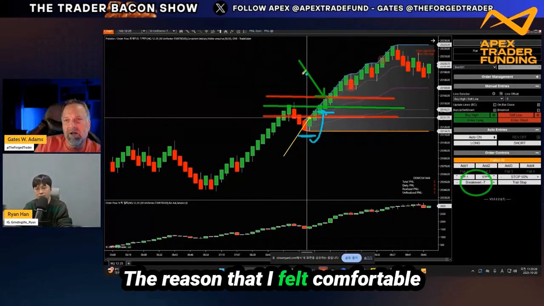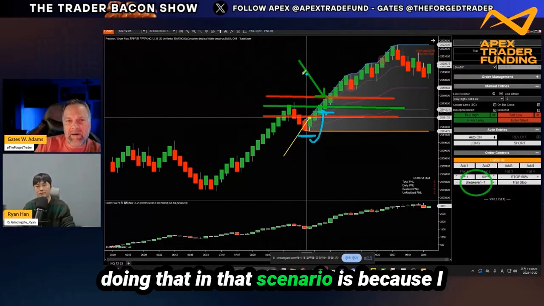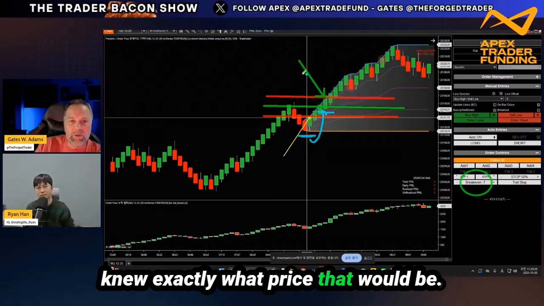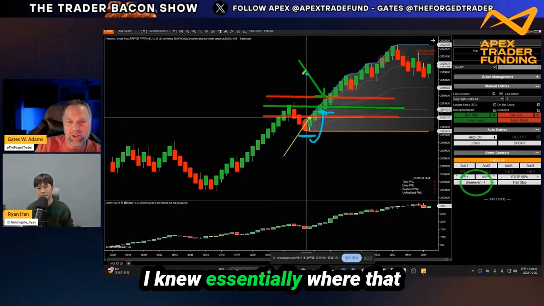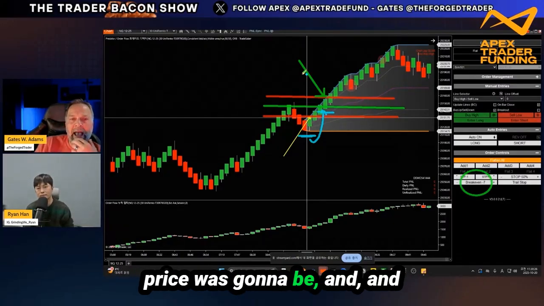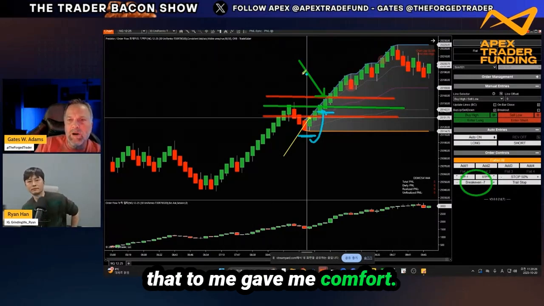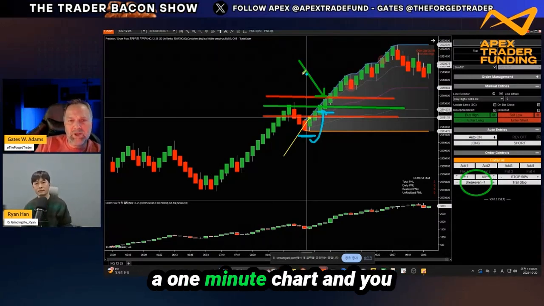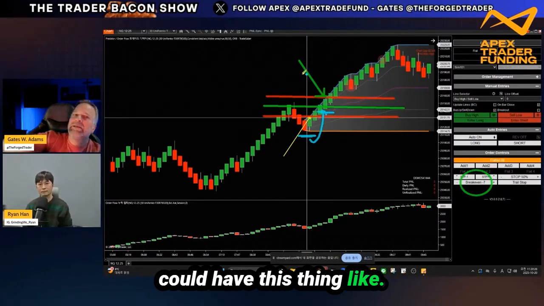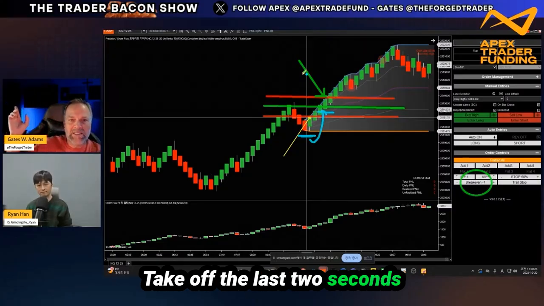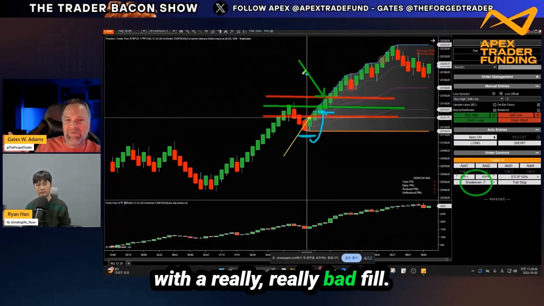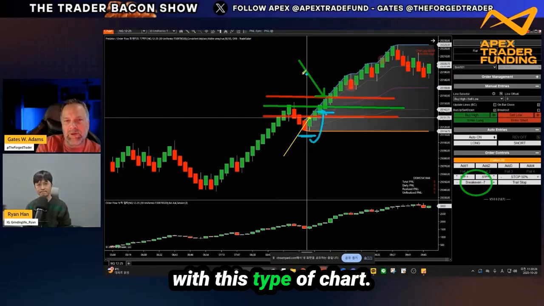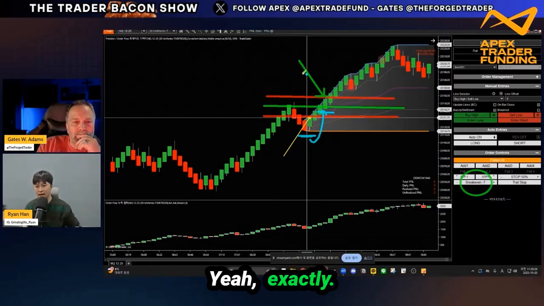The reason that I felt comfortable doing that in that scenario is because I knew exactly what price that would be. Now I might get an off fill or whatever the case may be, but I knew essentially where that price was going to be. And that to me gave me comfort. Whereas you could have a 1-minute chart and you could have this thing take off the last 2 seconds of the candle, and now all of a sudden you're in a position with a really, really bad fill. That doesn't happen with this type of chart, right? Yeah, exactly. Right.